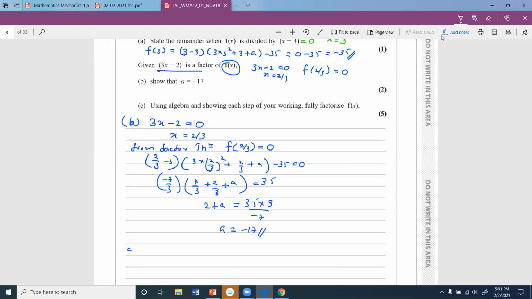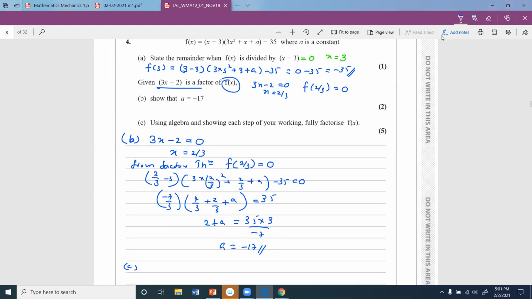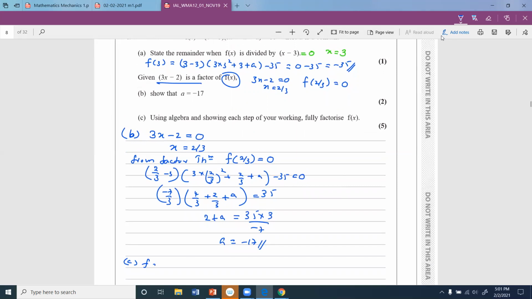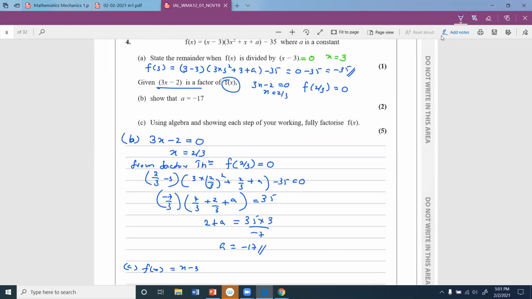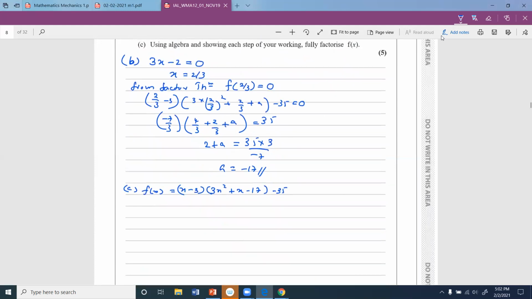Okay, see. Using algebra, show each step of working for the fully factorized form of f(x). Now, how are you supposed to do this? So f(x) equals, according to this one, x minus 3 times (3x squared plus x minus 17) minus 35. To factorize it while keeping these other terms, you cannot do it. You have to expand this bracket.